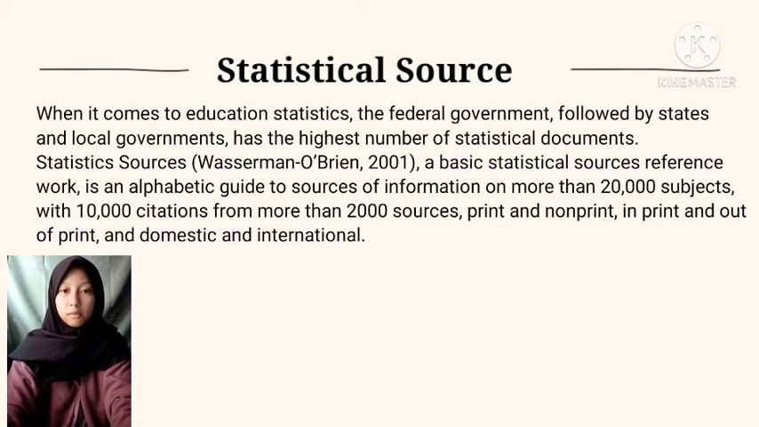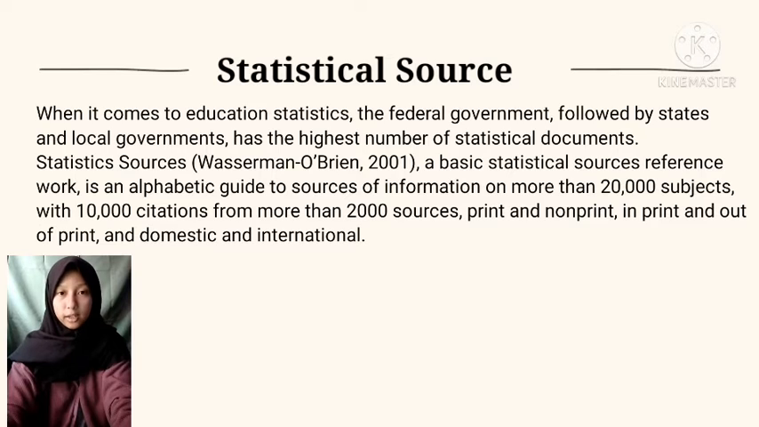Statistical searches. When it comes to education statistics, the federal government, followed by state and local governments, has the highest number of statistical documents. Statistics sources. Wasserman and O'Brien, 2001, Statistical Sources, a reference work, is an alphabetic guide to sources of information on more than 20,000 subjects with 10,000 citations from more than 2,000 sources, print and non-print, in print and out of print, and domestic and international.